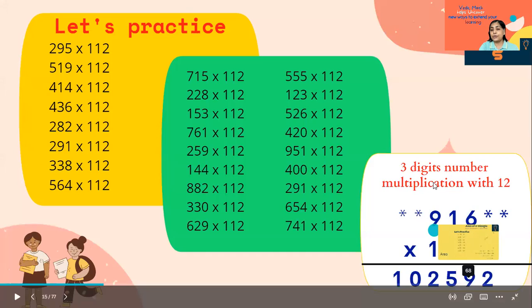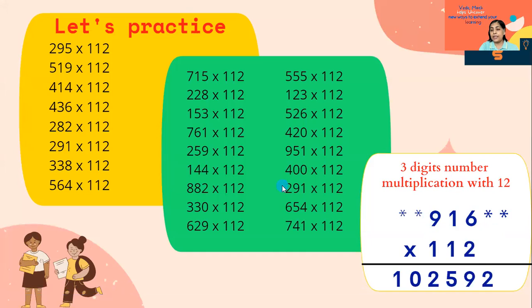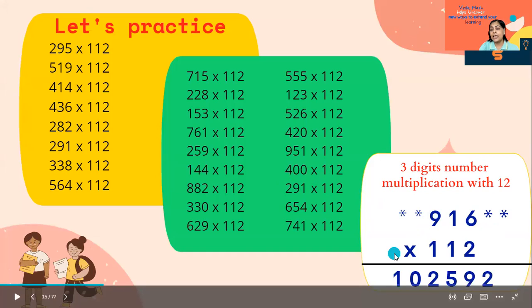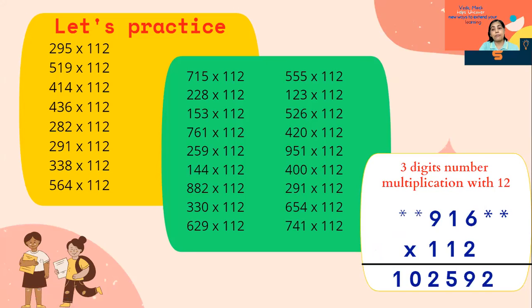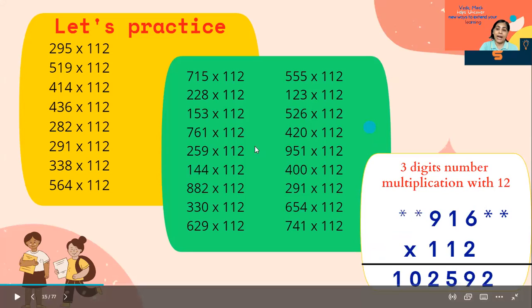Now 9 2s are 18. What am I doing here? 9 2s are 18. 18 and 1 19. 19 and 6 makes it 25. That's why you see the next number written as 25. So 5 is written, 2 carryover. Now 9 and 1 10, 10 and 2 12. So I have written 2 here and 1 carryover. Now I have 9, 9 and 1 carryover. 9 is here and 1 carryover makes it 10. So the answer is written 102592. This is how you can calculate and practice this.